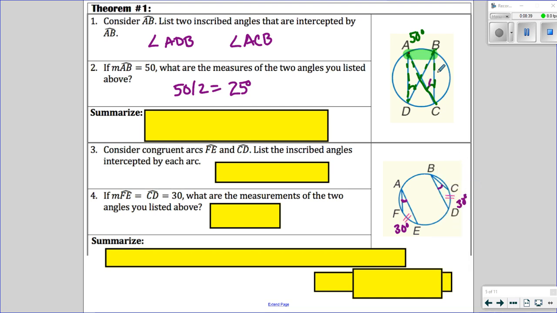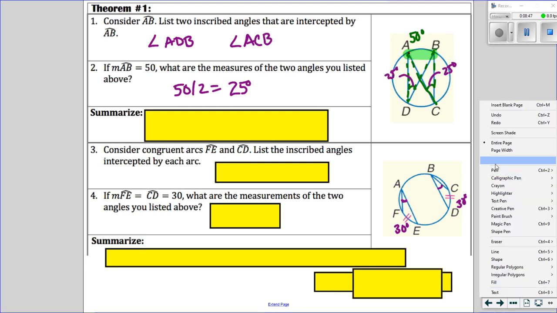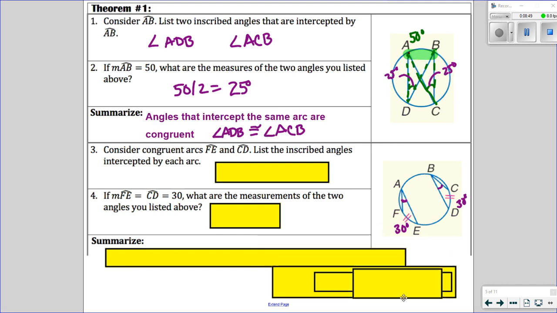Okay, so the summary for this type of situation, when you have 2 angles sharing the same intercepted arc, states that angles that intercept the same arc are congruent. So those 2 angles that I marked are congruent to each other because they share the same intercepted arc. Alright, so let's look at the next picture below.